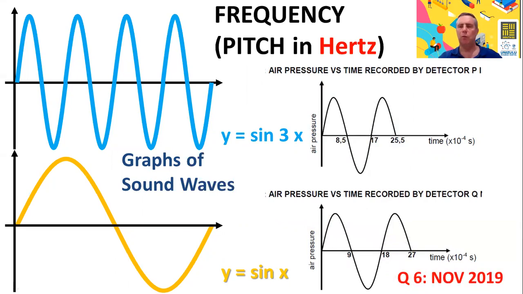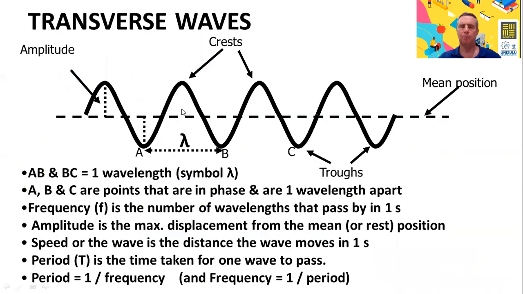One of the things pupils got wrong is they imagined that they must measure the time from beginning to the end. But remember, one wave is from there, a crest, a trough, and back to the same point. So in fact, the period of this wave is not 25.5, but 17. Period of this wave is not 27, but 18. So we will spend some more time on that when we look at that question. But this understanding is very important.